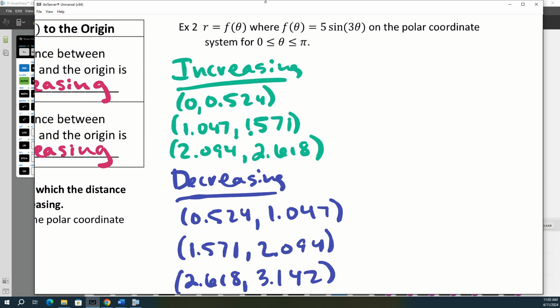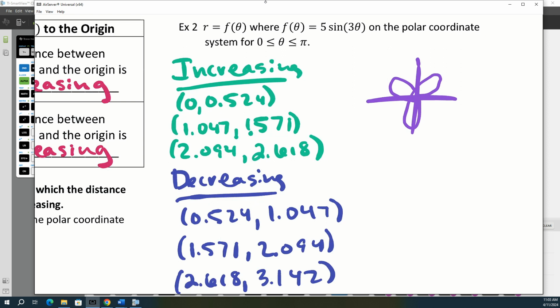All right, so this one should be a rose. You could look at it, but it's basically this graph right here. All right, any questions on that?